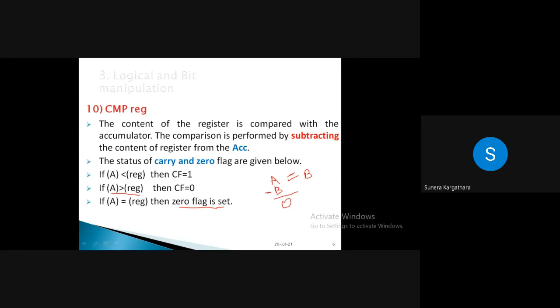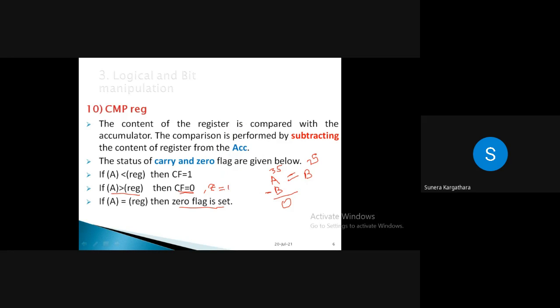Suppose the content of accumulator is 35 and content of B is 25. What will happen? You can easily subtract B from A. So there is no borrow. So carry flag is 0 and result will be non-zero. So that's why zero flag is also 0.